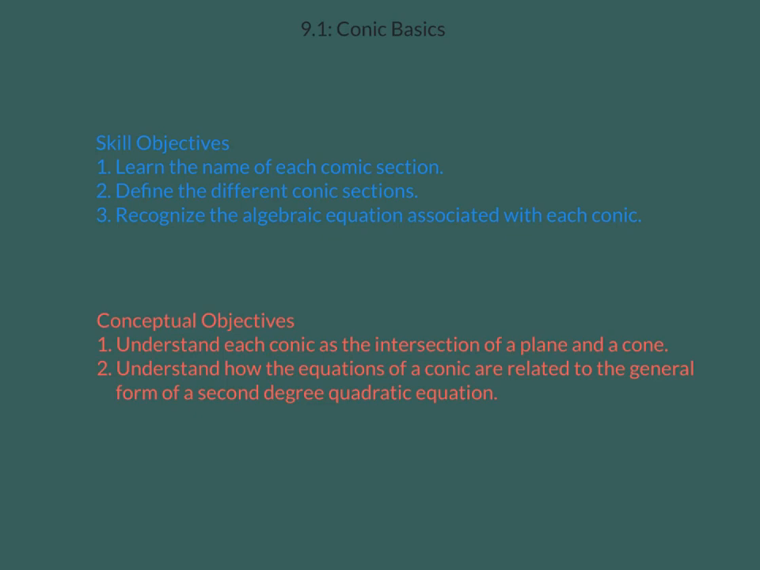In this video, our skill objectives are number 1, learn the name of each conic section. Number 2, define the different conic sections. And number 3, recognize the algebraic equation associated with each conic section. The conceptual objectives are number 1, understand each conic as an intersection of a plane and a cone, and number 2, understand how the equations of a conic are related to the general form of that second degree quadratic equation.